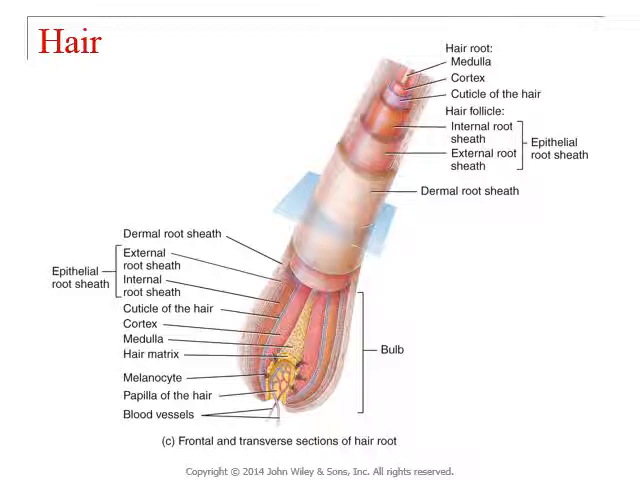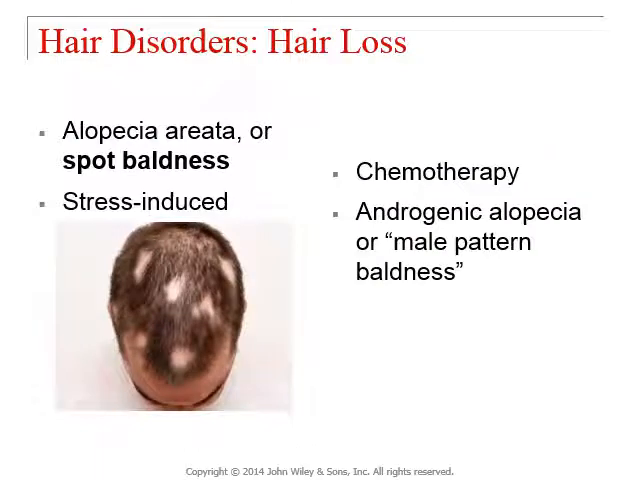But again, you still see in the hair root the medulla, the cortex, and also the cuticle of the hair. That's the actual hair itself, and it's going to travel through the epidermal and the dermal root sheath. Again, the epithelial root sheath is going to be a continuation of the epidermis, whereas the dermal root sheath will be a continuation of the dermis. In terms of hair growth, we generally see 3 different stages.